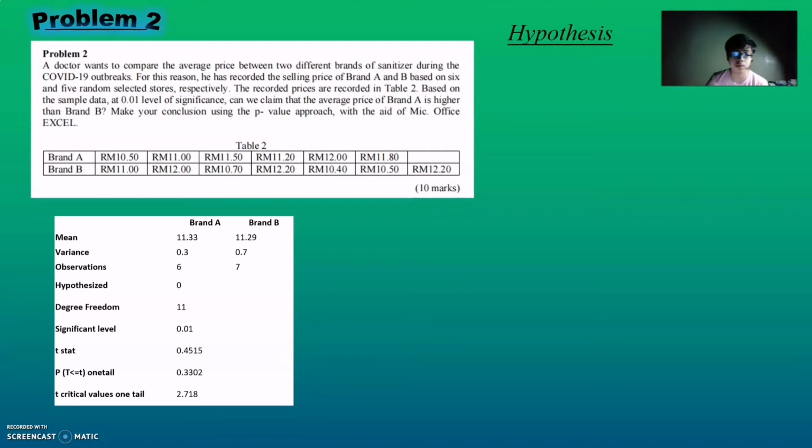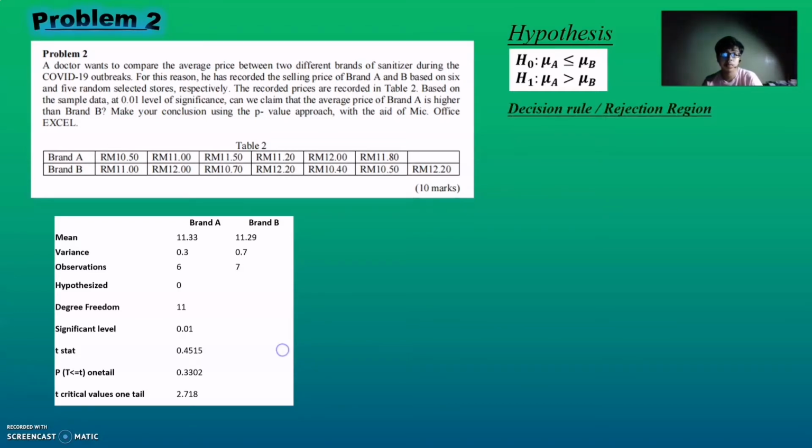The first step is the hypothesis. As you can see from the question, it said that the average price of brand A is higher than brand B, which means the H null is the average price of brand A is lower or equal to brand B. The next step is the decision rule or the rejection region. From the table, the T critical value of one tail is 2.718. So we reject H null if the T value is higher than 2.718.